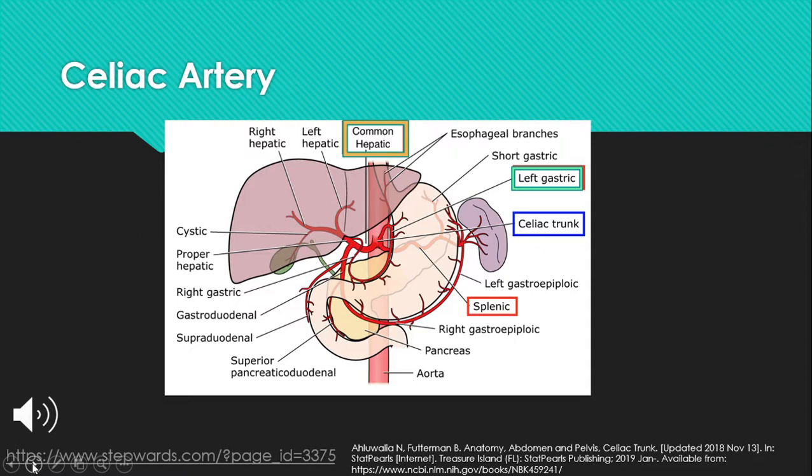The left gastric artery, shown in green, gives blood supply to the lesser curvature of the stomach as well as the lower esophagus. The common hepatic artery, shown in orange, gives blood to the liver, the pylorus of the stomach, the gallbladder, duodenum, and the pancreas. Finally, the splenic artery, shown in red, gives blood to the upper and middle area of the greater curvature of the stomach, as well as the fundus in the area of the pancreas. It also gives blood to the spleen.